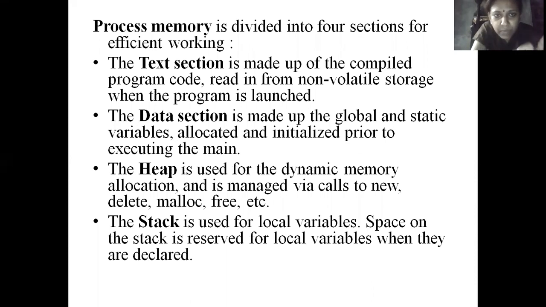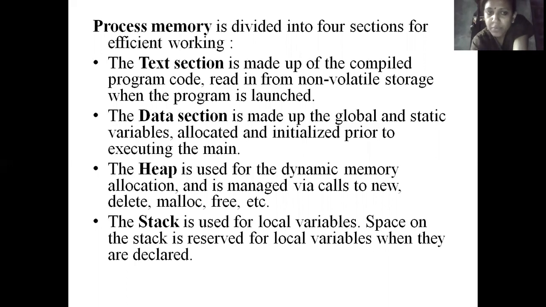The process memory is divided into various sections. The text section contains the code that you have written. The data section is made up of global and static variables. The heap is responsible for dynamic memory allocation, and is managed via calls to new, delete, malloc, free, etc. The stack is used for local variables. Space on the stack is reserved for local variables when they are declared.